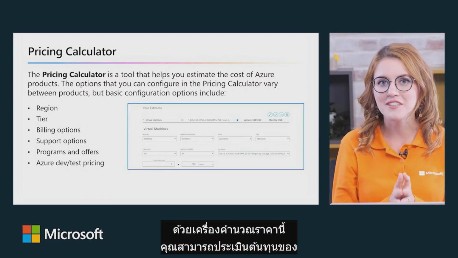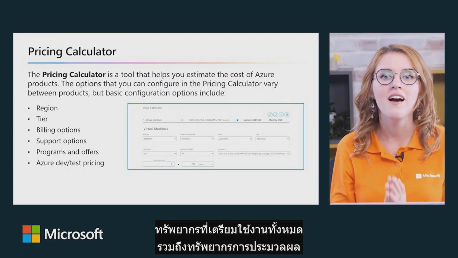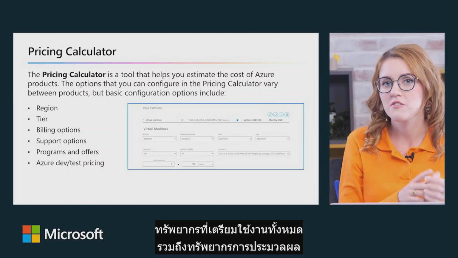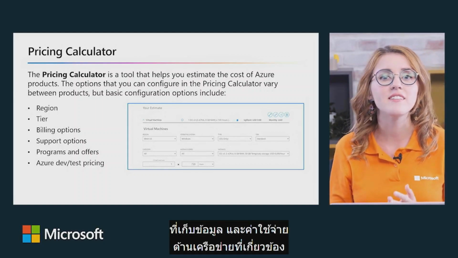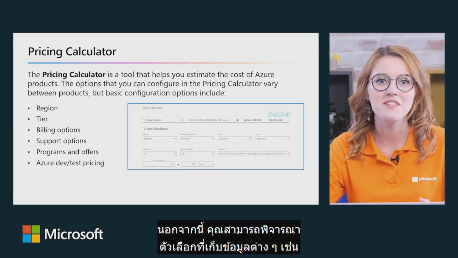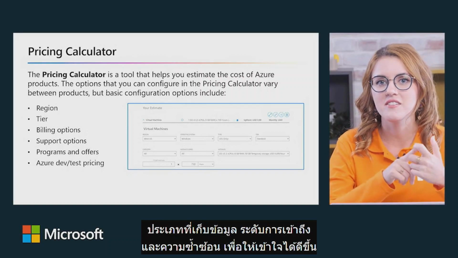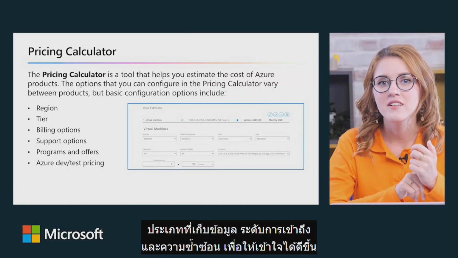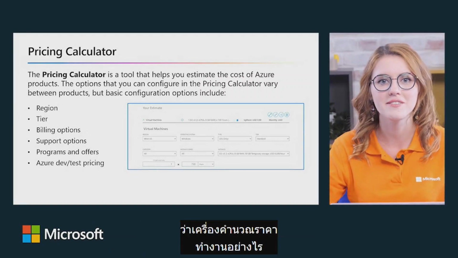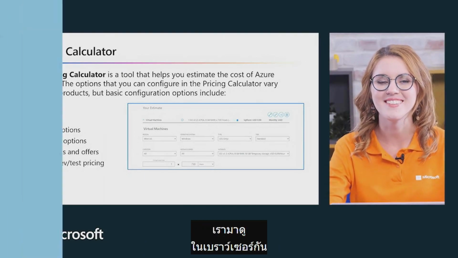With the pricing calculator, you can evaluate the cost of all provisioned resources, including compute resources, storage, and associated networking expenses. You can even consider various storage options, such as storage type, access tier, and redundancy. To better understand how the pricing calculator works, let's take a look at it in the browser.